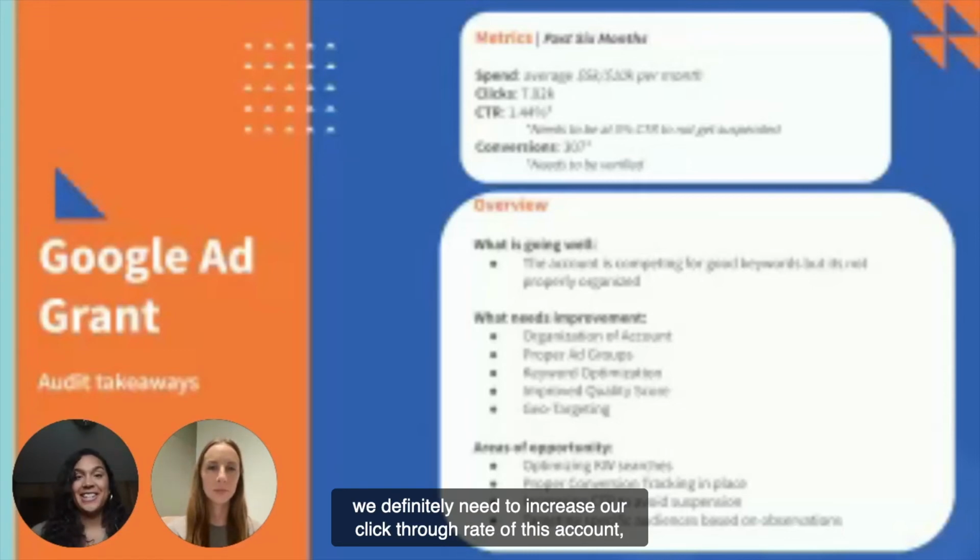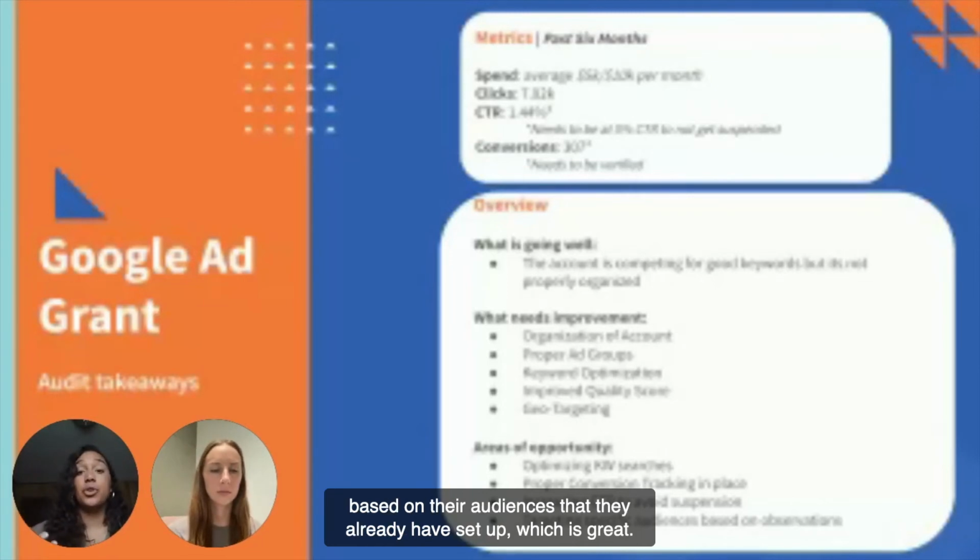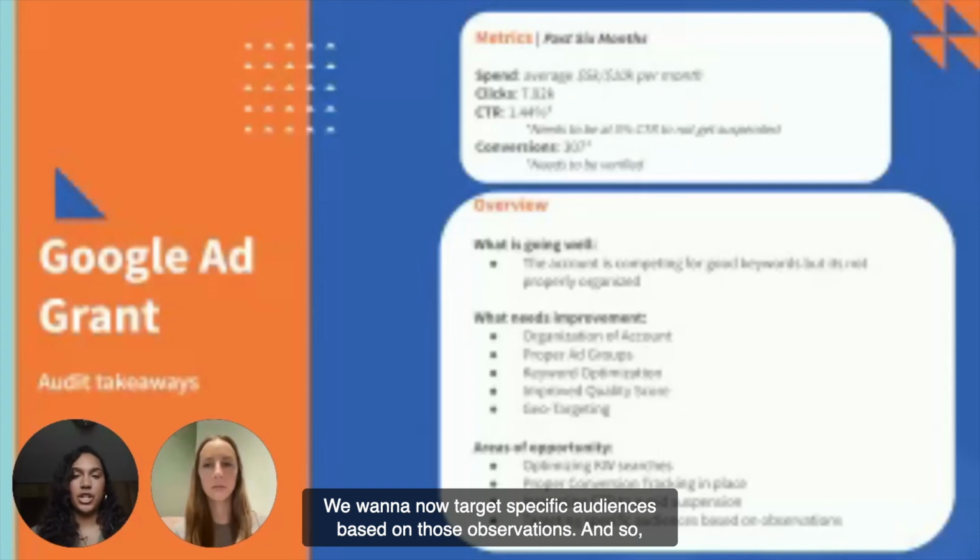We definitely need to increase our click-through rate of this account, which we will work with Michelle after this to just avoid their suspension, which is anywhere from 30 to 60 days. And then, based on their audiences that they already have set up, which is great, we want to now target specific audiences based on those observations.